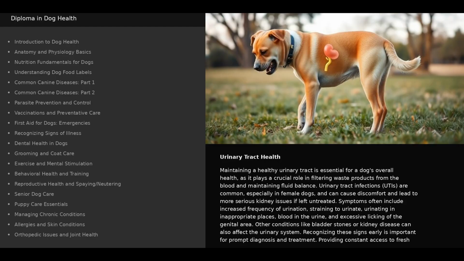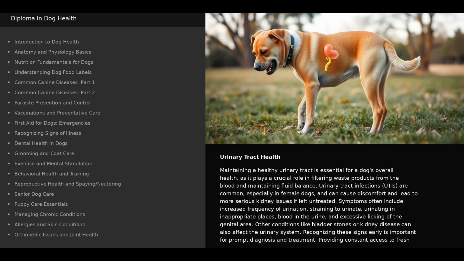Urinary tract health. Maintaining a healthy urinary tract is essential for a dog's overall health, as it plays a crucial role in filtering waste products from the blood and maintaining fluid balance. Urinary tract infections, UTIs, are common, especially in female dogs, and can cause discomfort and lead to more serious kidney issues if left untreated. Symptoms often include increased frequency of urination, straining to urinate, urinating in inappropriate places, blood in the urine, and excessive licking of the genital area.